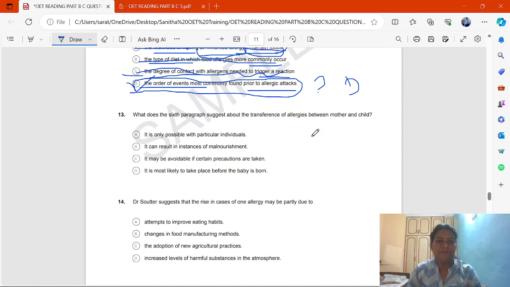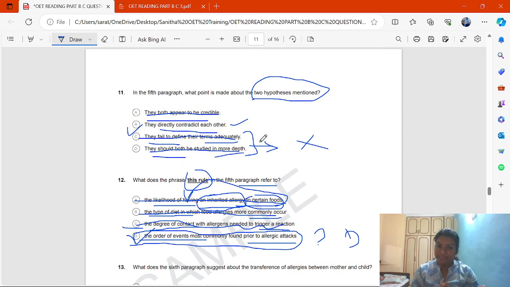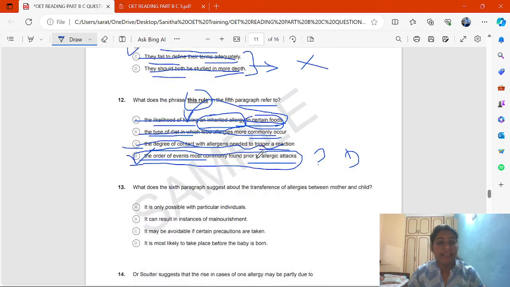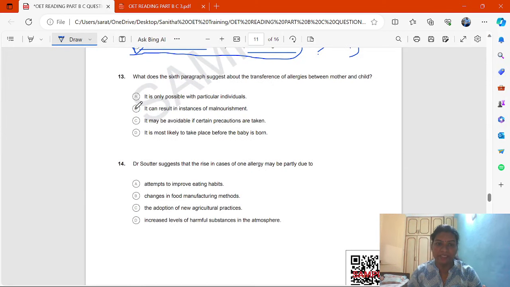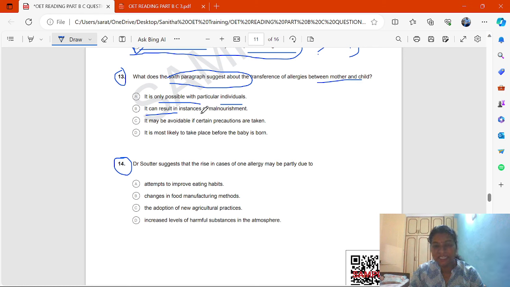So, I hope today, signing off, Sanita. There are two questions in this passage: question number 13 and question number 14, for which you have to find the answers. What does the sixth paragraph suggest about the transference of allergies between mother and child? It is only possible with particular individuals. It can result in instantaneous malnourishment. It may be avoidable if certain precautions are taken. It is most likely to take place before the baby is born. You have to find out these two answers.